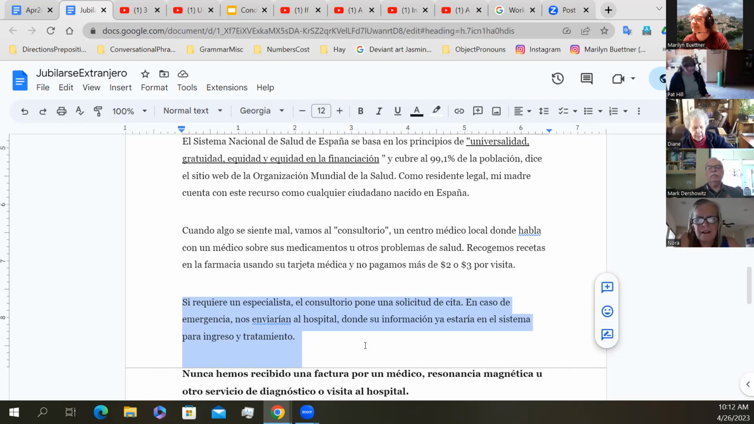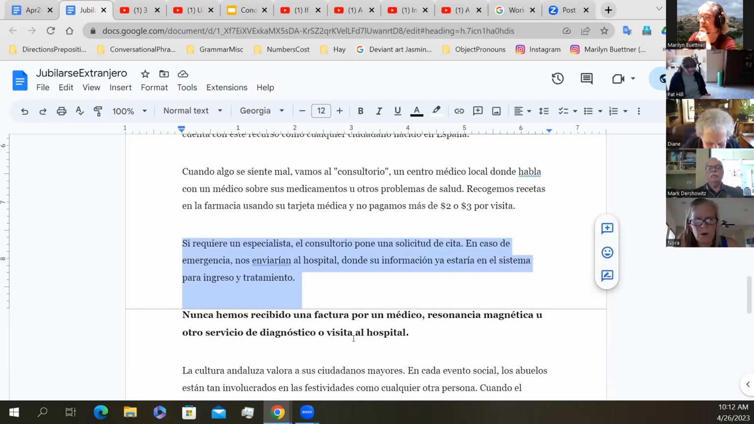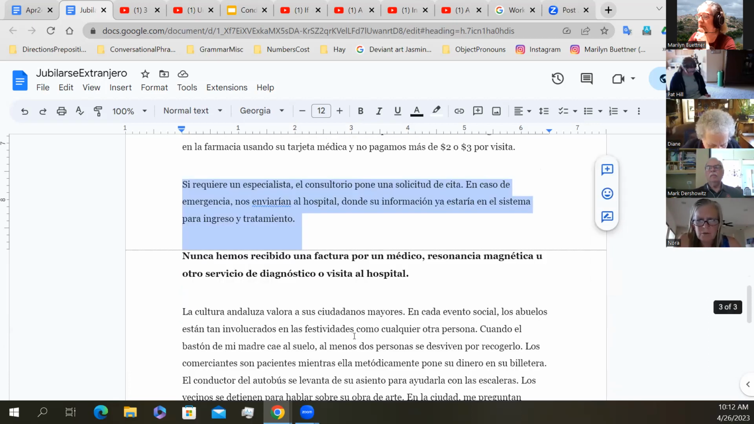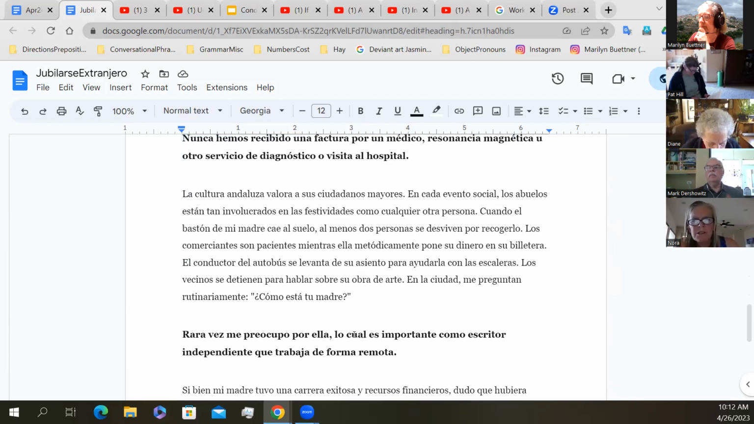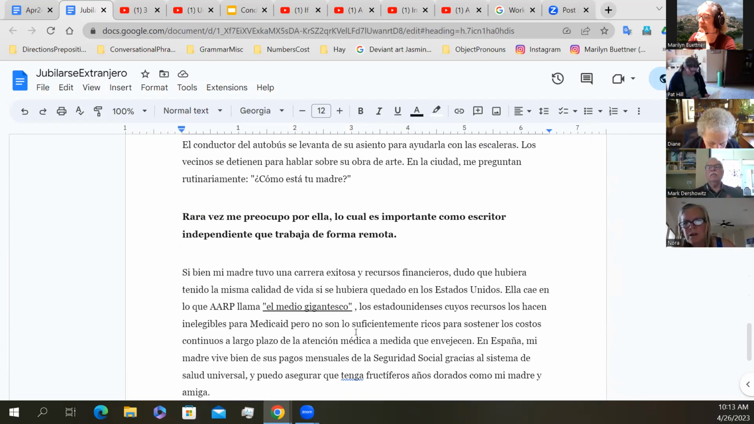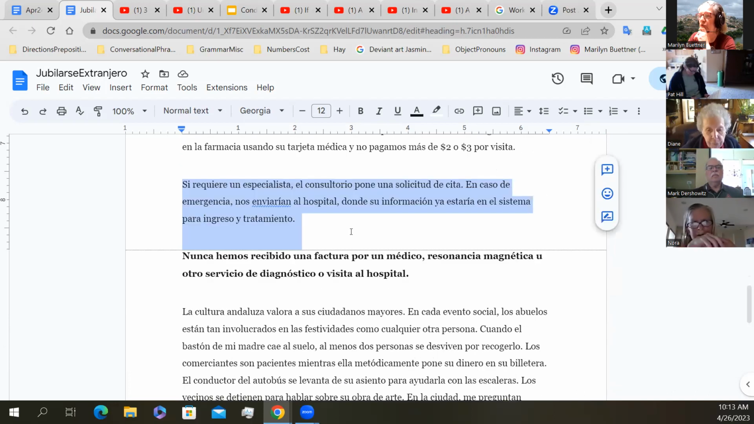They use here the letter u instead of o for or. Right here, resonancia magnética u otras. Nunca hemos recibido una factura por un médico. Why do they use u rather than o? Why is u used rather than o? Easy, look at the word after u. Oh, okay. It starts with the sound of o.